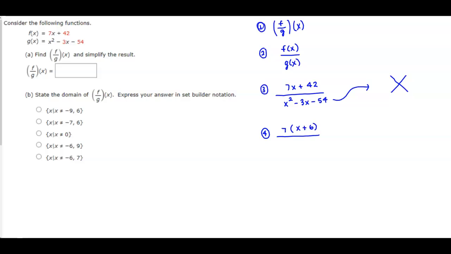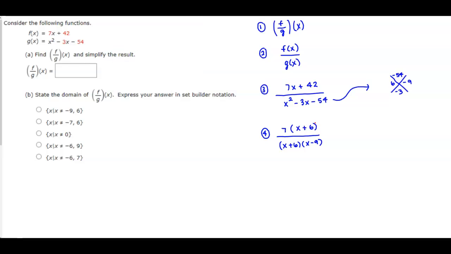the value of c here is negative 54 and b is negative 3. So what two numbers can we multiply to get negative 54 that when you add them together is going to give you negative 3? Well, it's going to be 6 and negative 9. 6 times negative 9 is negative 54. 6 plus negative 9 is negative 3. So then we can factor this to be x plus 6 times x minus 9.